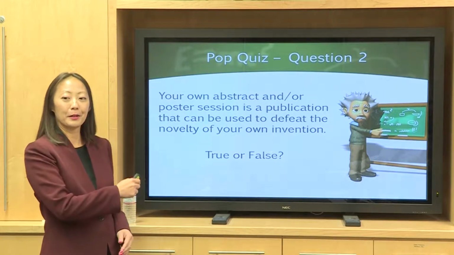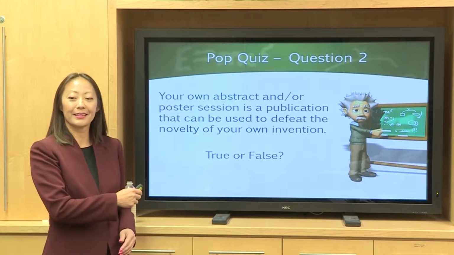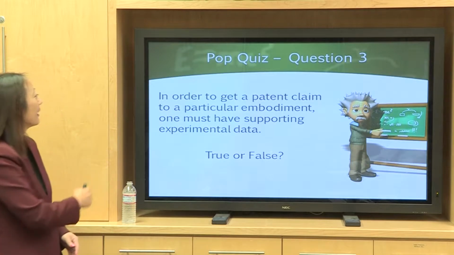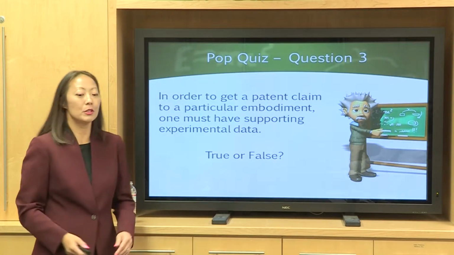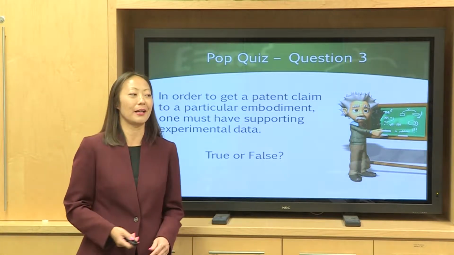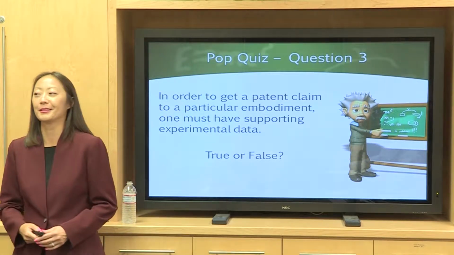Okay. Are we ready? Yes, that's fine. Next question. In order to get a patent claim to a particular embodiment, one must have supporting experimental data. True or false? The next question, the final question, question number 4.